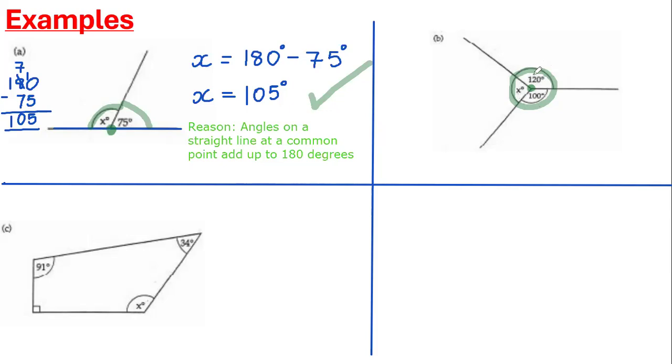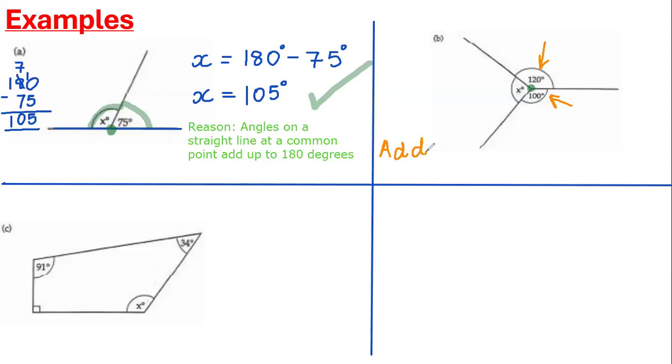So with that being said, how are we gonna do this? Well, we already know we have 120 and 100 degrees. We already have these two angles. So what's the first thing we're gonna do with these two angles? Add them up and we get 220 degrees, and then we subtract it from 360. Very good.